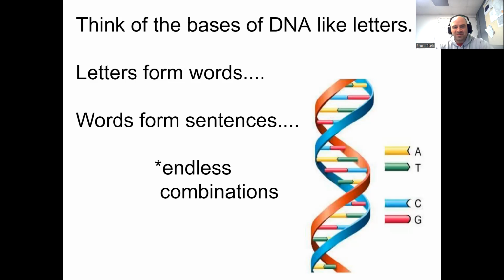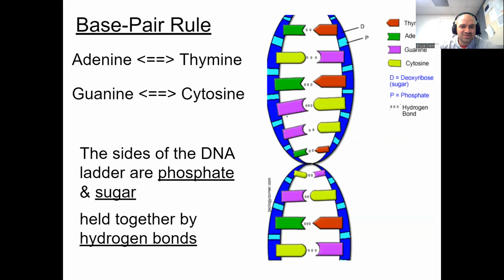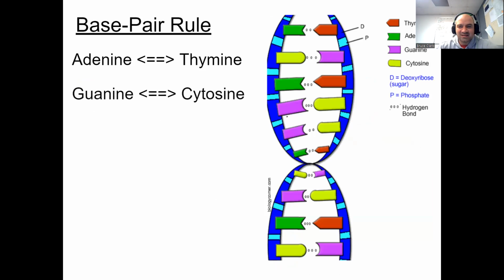So a little bit about the structure of DNA today. Biggest thing to know: the base pair rule, and that the backbone is made out of deoxyribose and phosphates for the day.